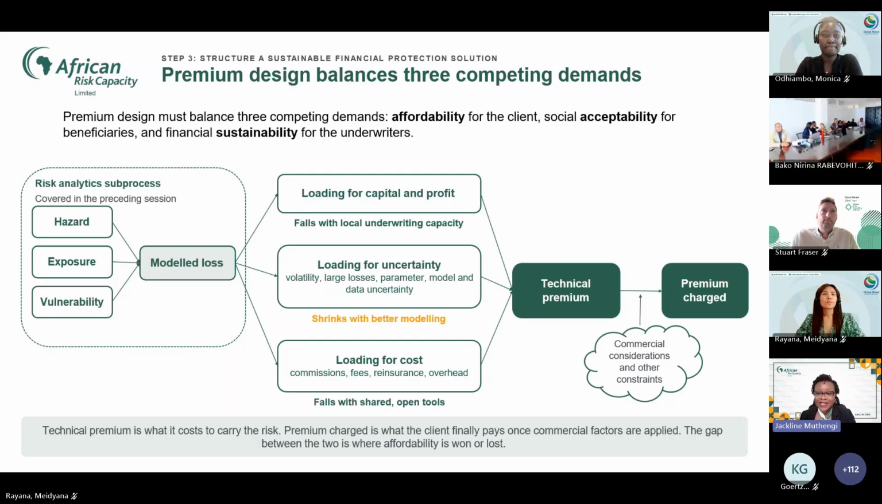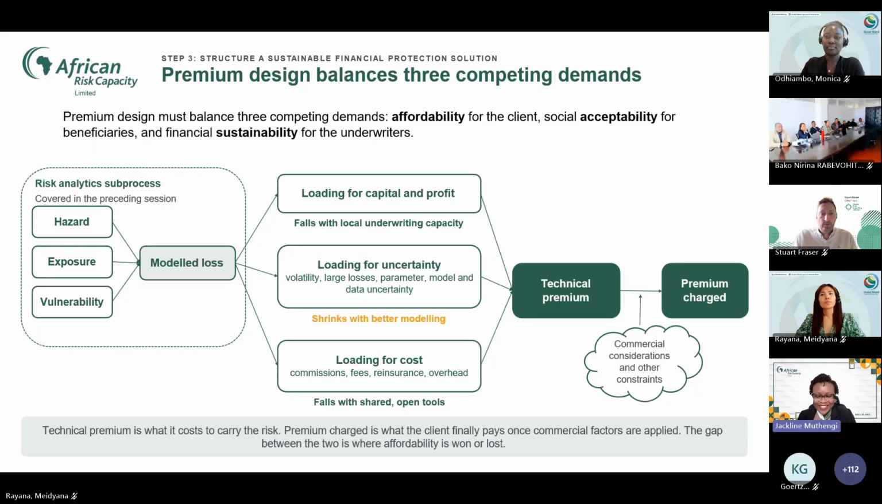But remember, as underwriters, ARC, be it Swiss Re, be it whoever, they have to load for capital, as the regulator mandates. They have to load for profit, because we'll either close shop and leave. We have to load for uncertainty. If the model is not clear, we have to have that loading. We have to load for cost. We have to pay commissions, fees, reinsurance, overhead. And that's when all of that is loaded, we end up with a premium.